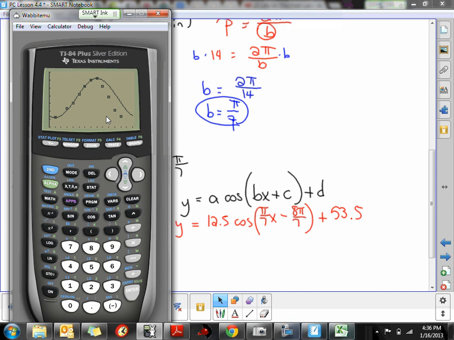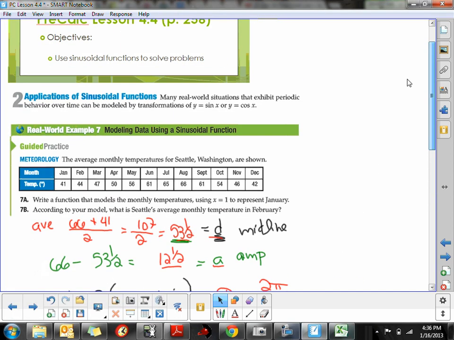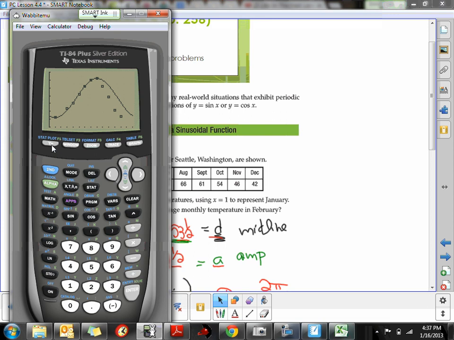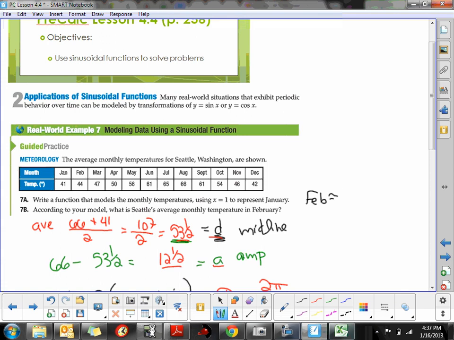The final thing that we were asked to do in this problem, if I buzz up here, according to your model, what is Seattle's average monthly temperature in February? So if I want to find the average temperature in February, we're going to use our model, and that is the second month. So I want to make sure that when I hit trace, I'm not on the scatter plot, but I'm on the model. And I want to make sure we go to the second month, and it is 42.23 degrees. So 42 degrees is a good estimate based on the model that we had. So February was approximately 42 degrees.